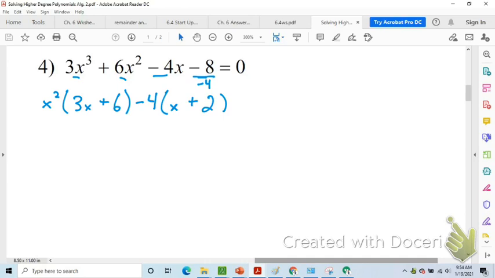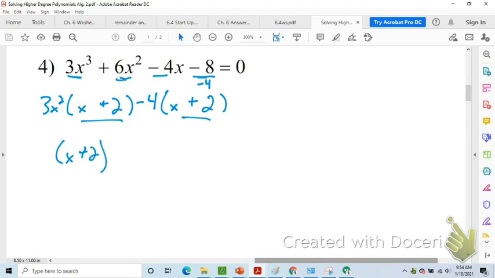Okay, now I realize my issue here. I start this problem over, or at least this part over. They didn't match. Those two sets of parentheses did not match. So instead of just taking an x squared out, I also need to take out a 3, so 3x squared. I am rusty today. When you take out a 3x squared, you're left with x plus 2. Now they match. Now we can continue this problem. So when you factor out the x plus 2, we're left with 3x squared minus 4. And this is all still set equal to 0, because all we did was factor the left side.